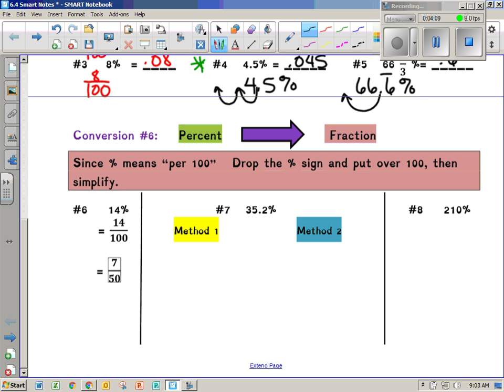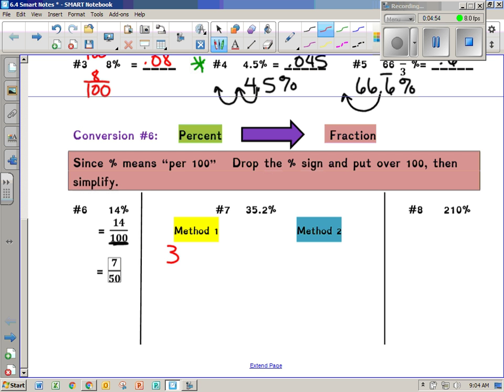So conversion number 6, starting with a percent and going to a fraction. Before, one of our methods was trying to force our fraction to have a denominator of 100. Well, if it's a percentage to start with, you can always just drop the percent sign if you divide by 100. It's already a fraction, we just need to simplify. So 7/50. Let's try number 6, and we'll use 2 different methods. You can just always drop the percent sign and put it over 100.